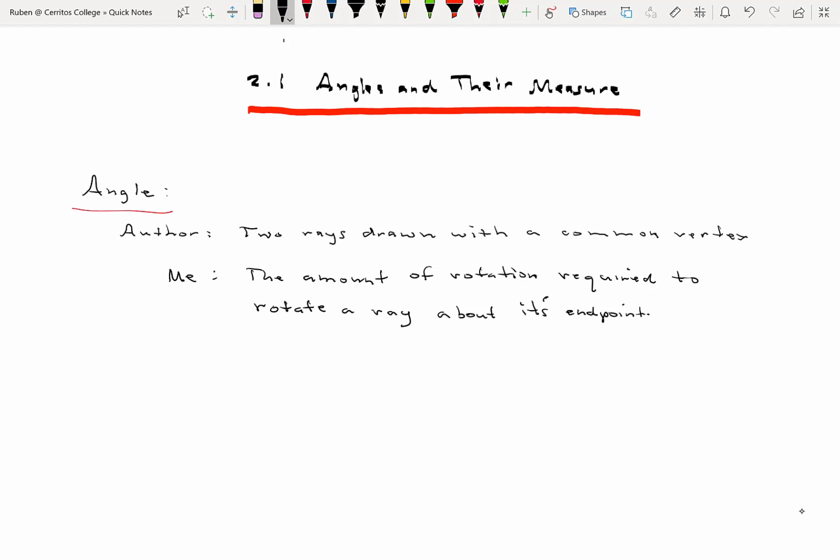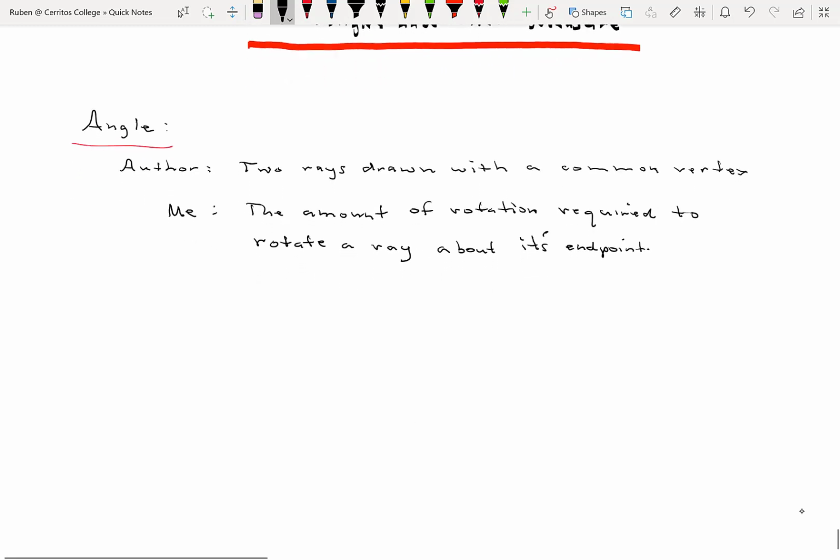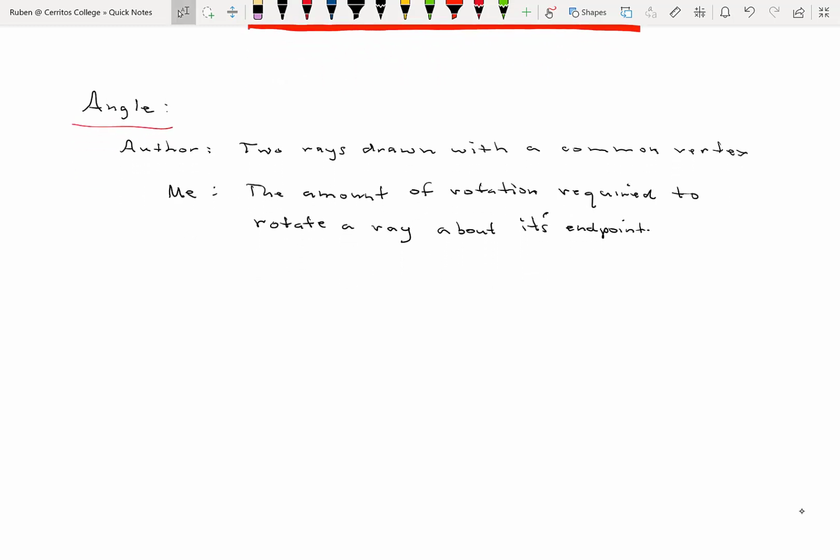I think that a more important way of describing an angle is to say that it represents the amount of rotation required to rotate a single ray about its endpoint. So there's a ray, and let's call the position of the ray before we rotate it its initial position. In fact, in terms of the angle, we're going to call this the initial side of the angle.